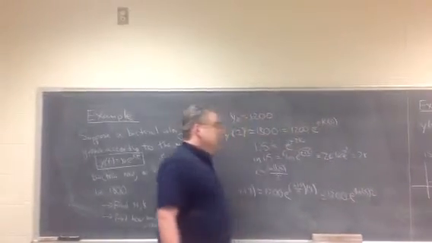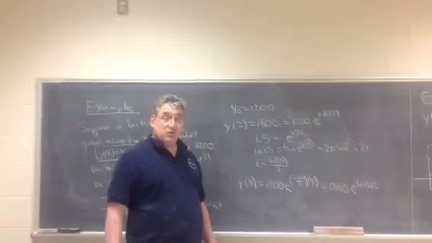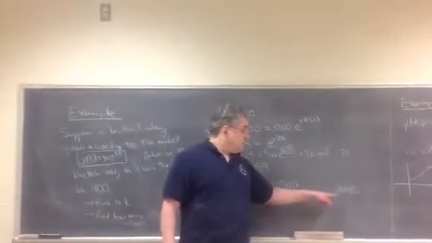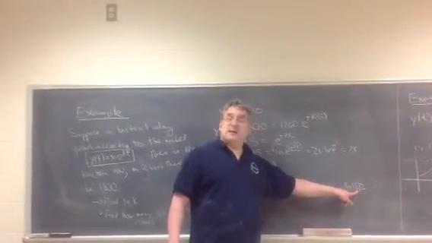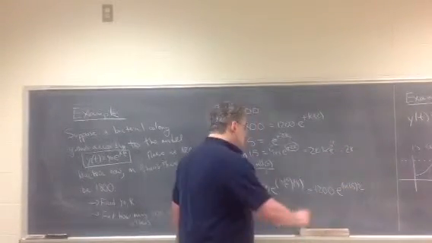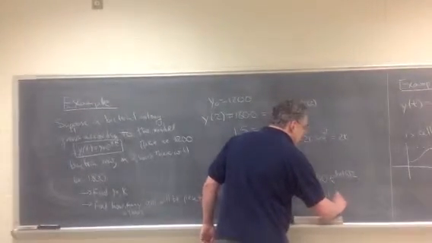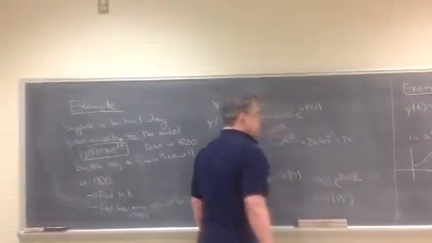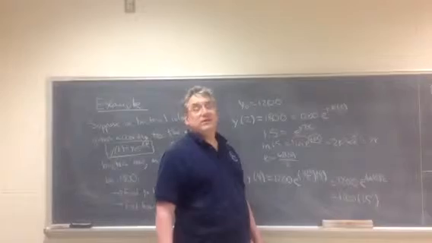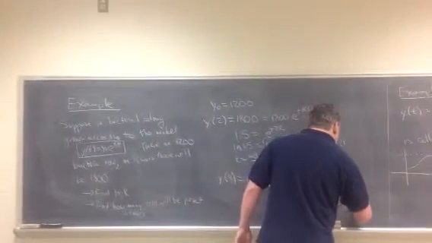So it's e to the natural log of 1.5 times 2. If you remember your exponential rules, hopefully you do, e to the natural log of something is that something. And if we're multiplying by another number here, that stays in the exponent. So this is equal to 1200 times 1.5 squared. 1.5 squared is 2.25. When you plug that in, you're going to get 2700.